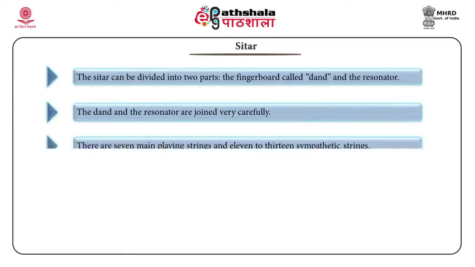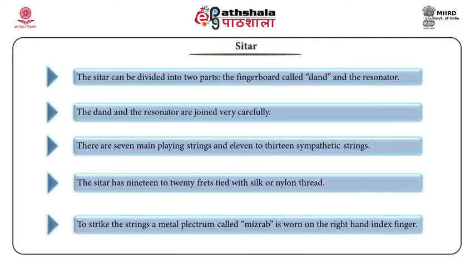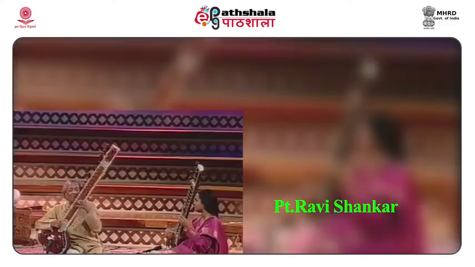There are 7 main playing strings and 11 to 13 sympathetic strings. The sitar has 19 to 20 frets tied with silk or nylon thread. To strike the strings, a metal plectrum called mizrab is worn on the right hand index finger.